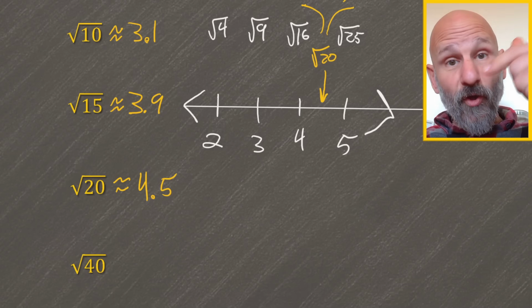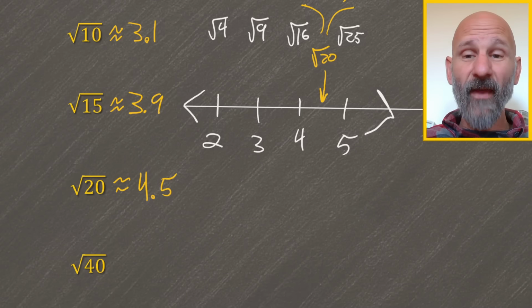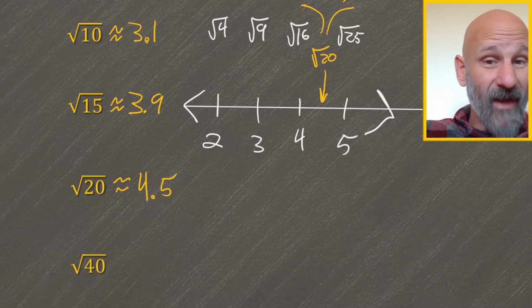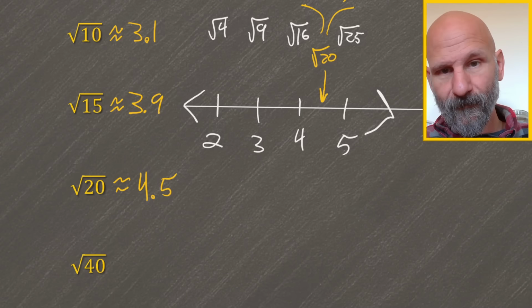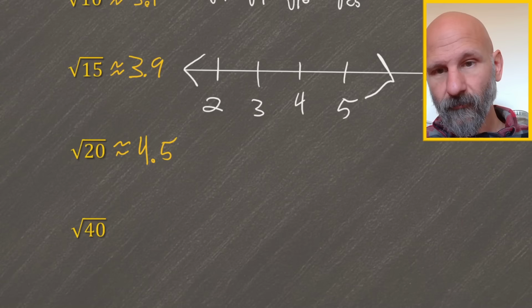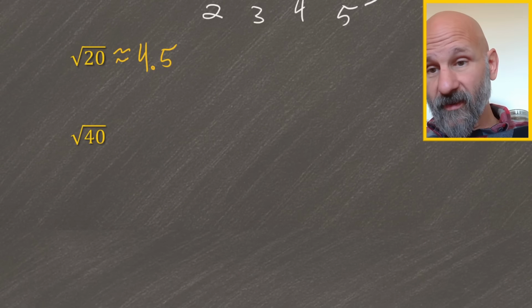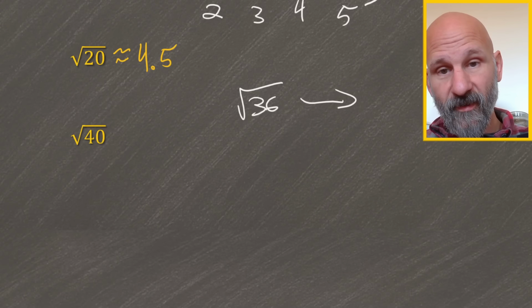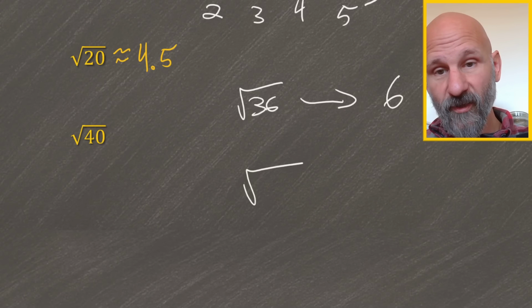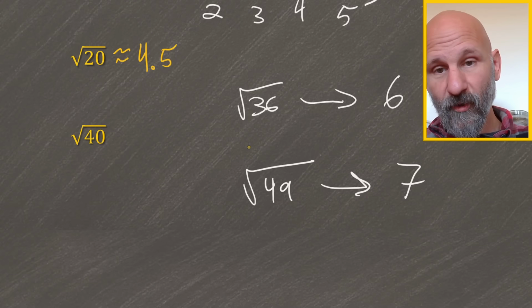Okay, so far so good? All right, now go ahead and see if you can think about that square root of 40. Where would that one live and what would be its approximate decimal? Pause the video, try and figure it out, and then come on back and see how you did. So square root of 40, that's going to live between what two square roots? It's going to live between the square root of 36, which goes to 6, and the square root of 49, which goes to 7.